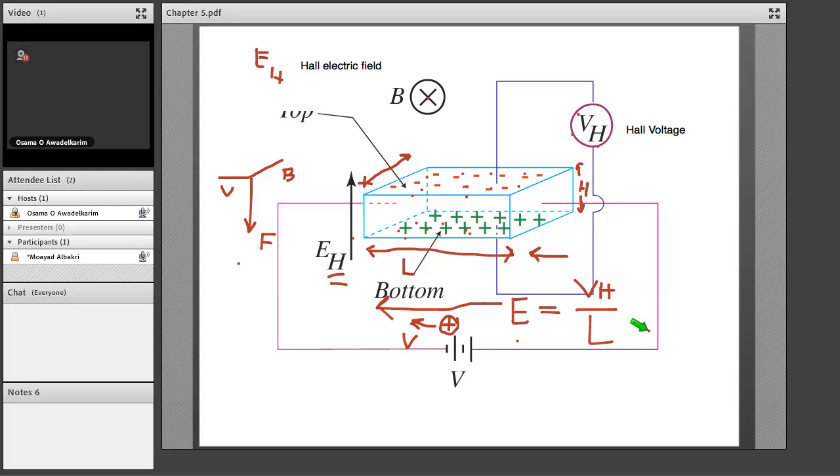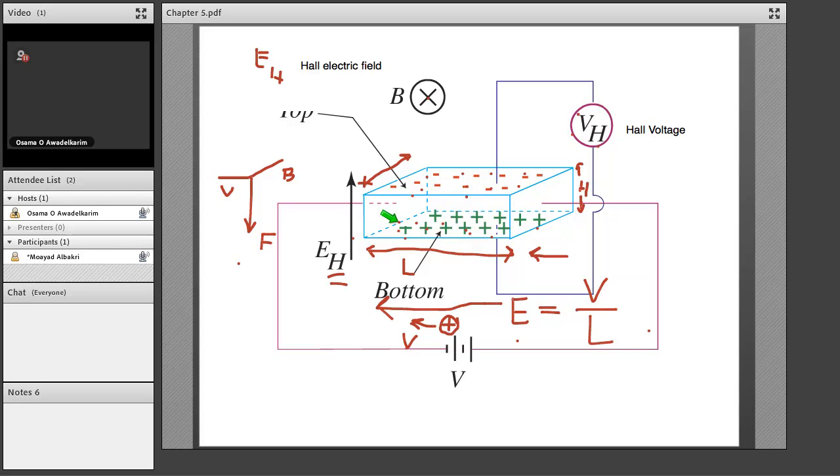So again, the electric field by the battery across the semiconductor is given by, sorry, this is not the whole voltage. I made a mistake here. This should be just V, right? Not V_H. I used V_H. It should be just the applied potential, which is V across these two faces here, because it's V from the battery. So it's V over L.